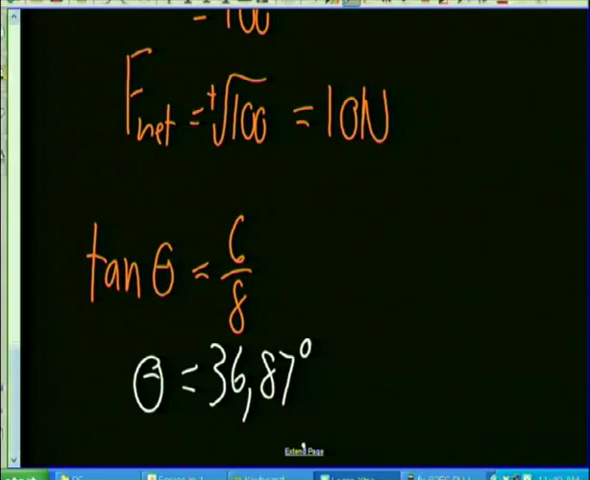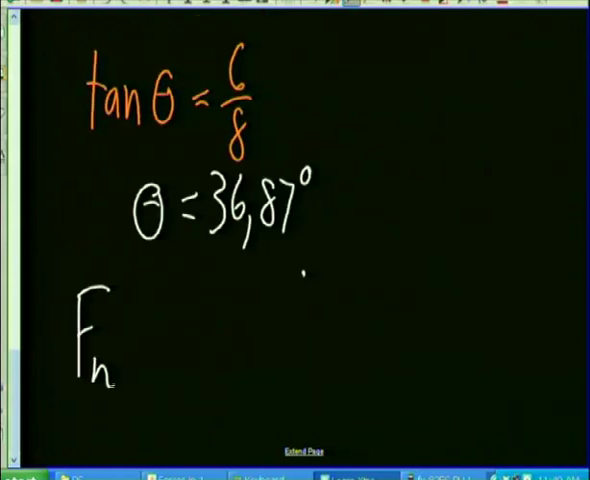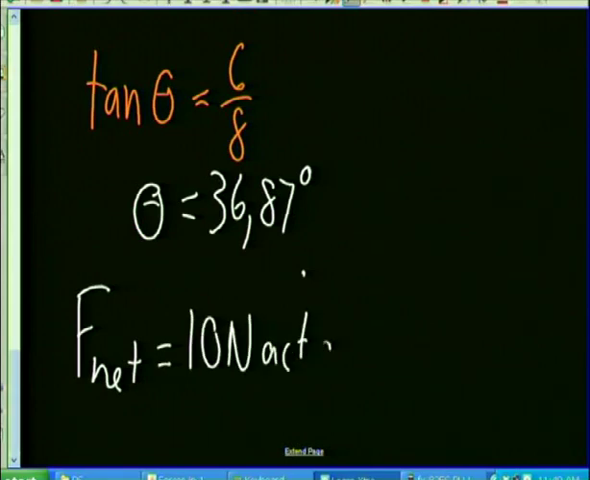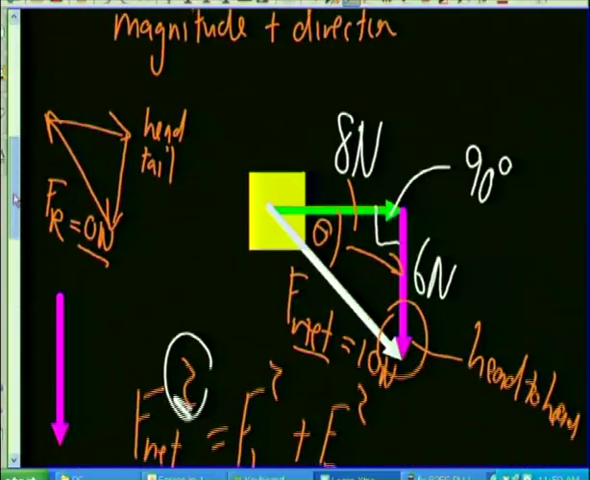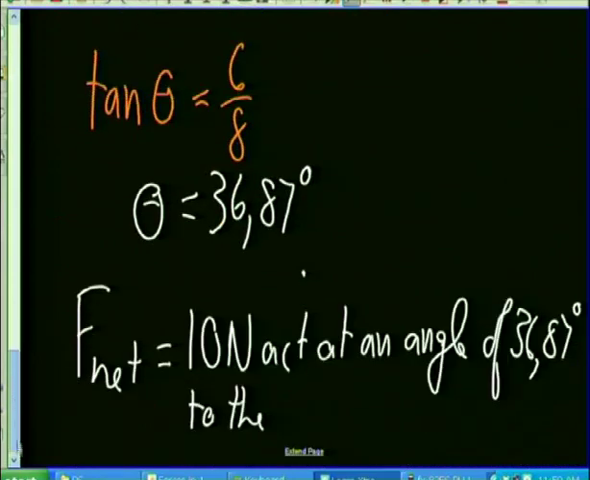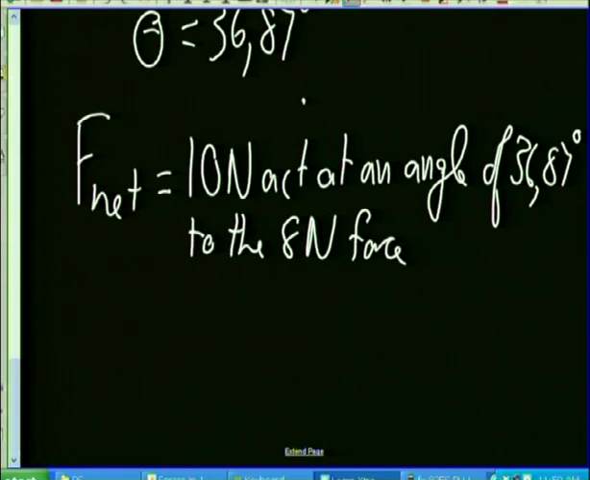So my full answer is that the net force is equal to 10 newtons acting at an angle of 36,87 degrees to which vector, which force? Well, there it is. You can see it's acting at that angle to the 8 Newton force, to the first boy's force. And there we've got it. Straightforward as that. There's your method for solving two vectors that are perpendicular to each other.